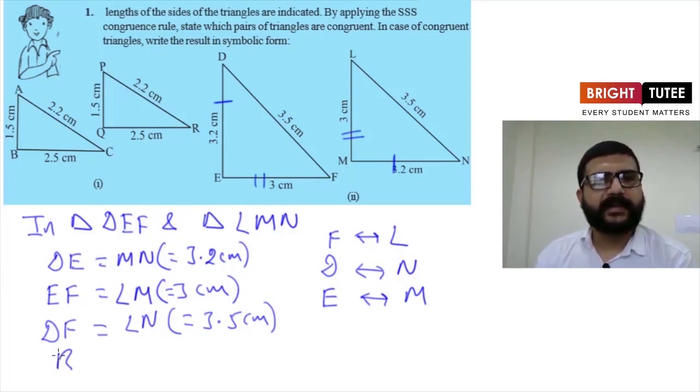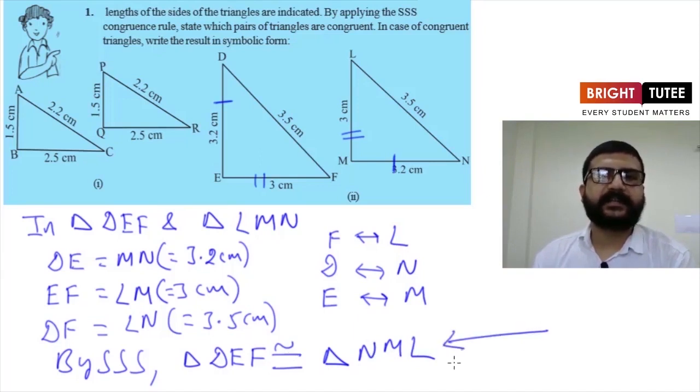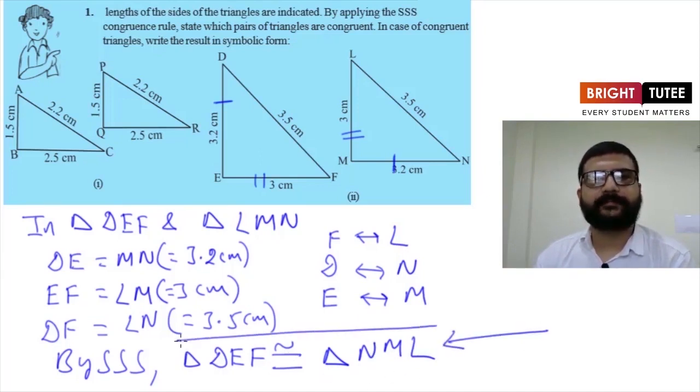we can write it here by SSS criteria, triangle DEF is congruent to triangle, the vertex D corresponds to N, so it will be N here, then E corresponds to M, it will be NM, and the third one is L. So the relation is triangle DEF is congruent to triangle NML. So this is the congruency relation in symbolic form.